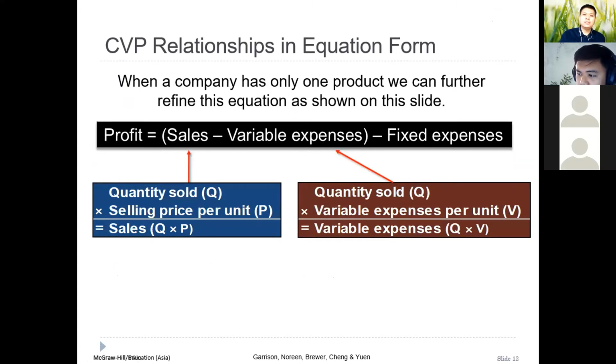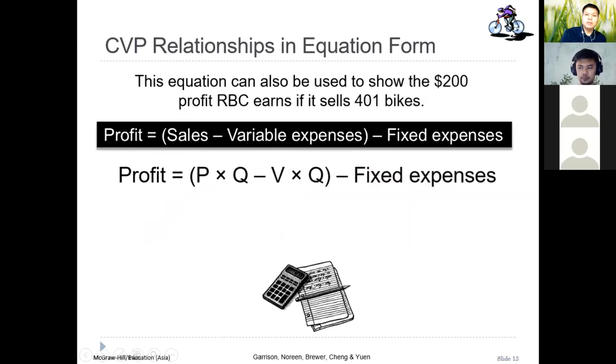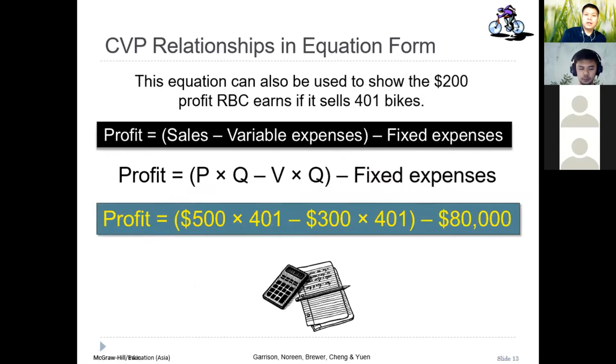Okay, more details. Sales would be the quantity sold multiplied by the selling price per unit. The variable expense would be the quantity sold multiplied by your variable expense per unit. Okay, so we are clear with the formula. This is the expanded equation form, where sales is represented by P times Q and variable expenses are represented by V times Q. Okay? Ayan. And of course, you have those numbers.